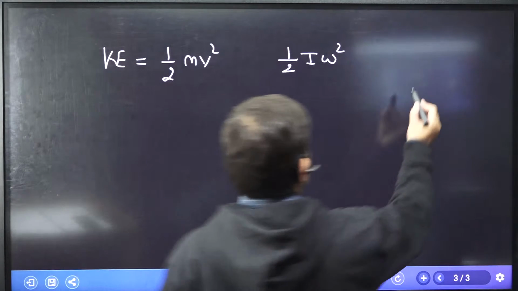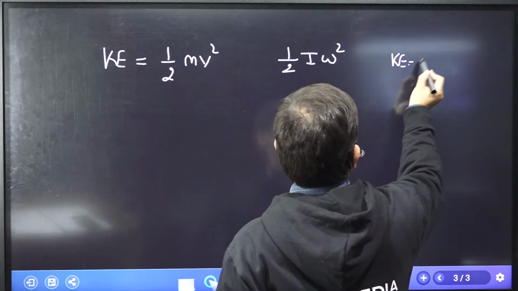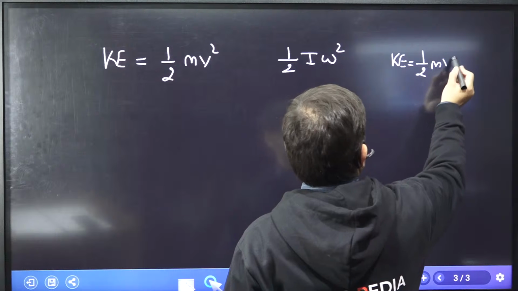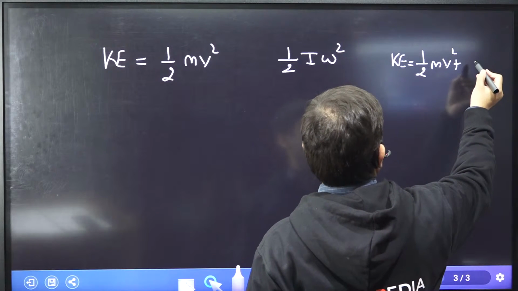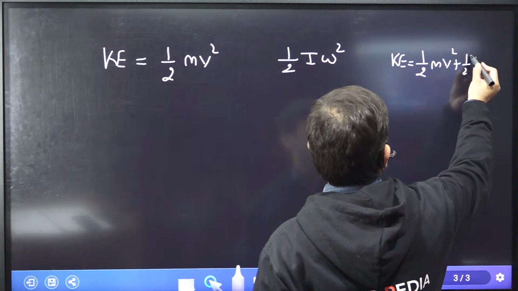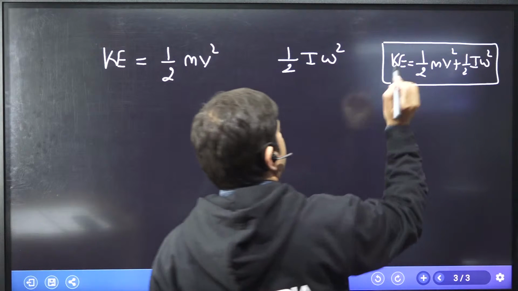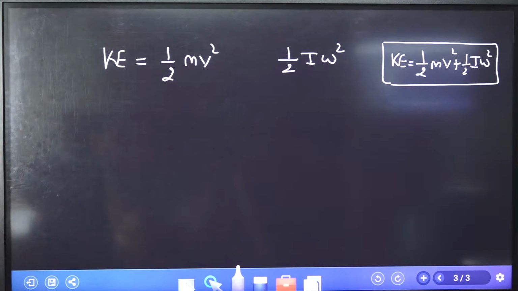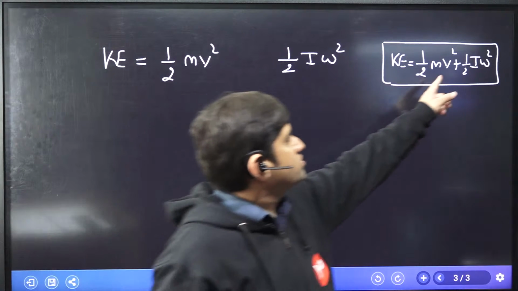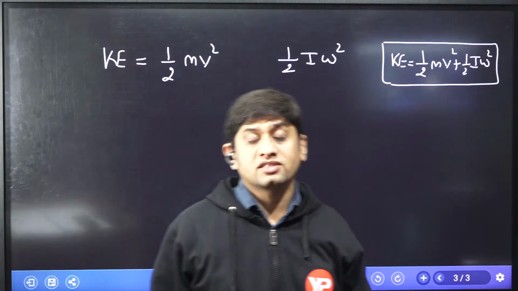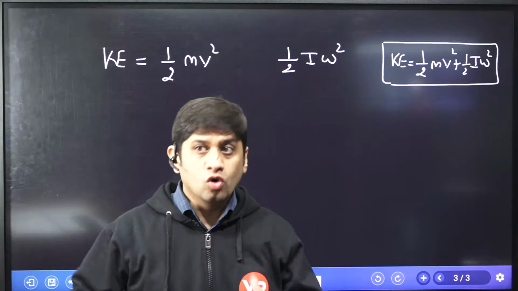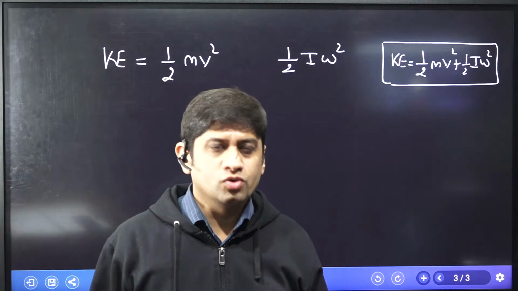I will discuss rolling with you also. If the body is rolling, then the kinetic energy will be the sum total of linear kinetic energy, the translational kinetic energy, and rotational kinetic energy. So what will be the total kinetic energy? This will be half of mv square plus half of I omega square. Questions from this concept have been asked many times in the exam. Roller, we will discuss that also.